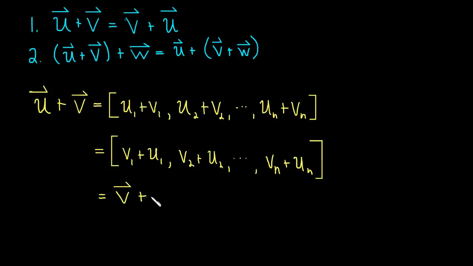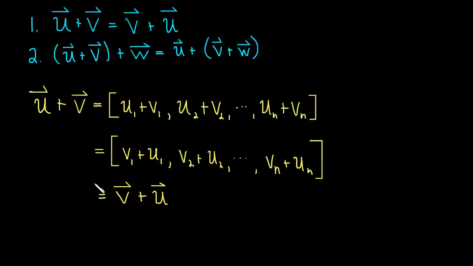That's how we define v plus u. And so we have a simple algebraic proof here that u plus v is equal to v plus u. It's not really formal, there are no formal writings, but I think you can see clearly it's a proof.